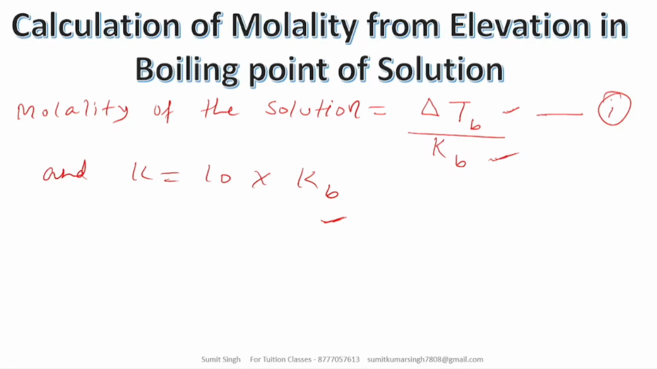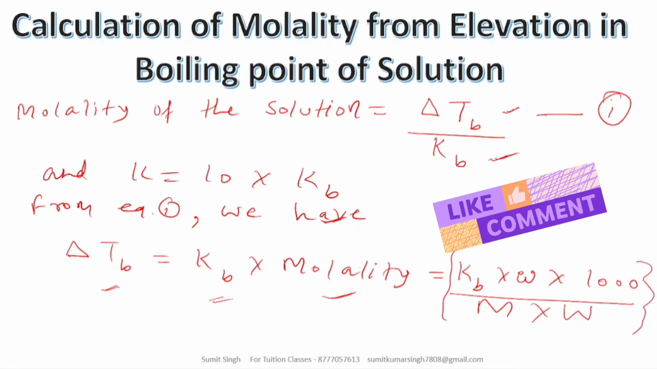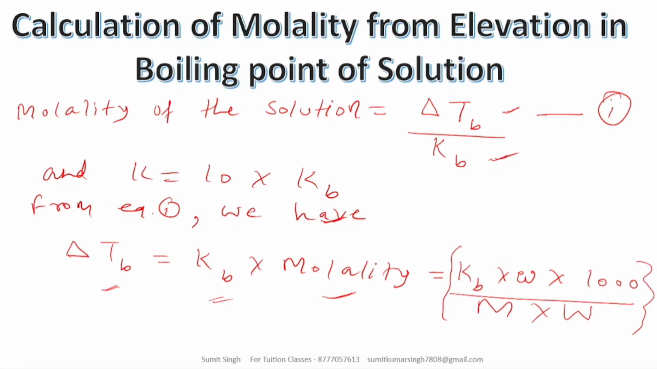So when we substitute these values in equation 1, we get the change in Tb equal to Kb times molality, and after substituting all these values, we get Kb times w times 1000 divided by capital M times capital W. Here, small w and capital W are the masses of the solute and the solvent respectively, and capital M is the molar mass, also known as the molecular weight of the solute.